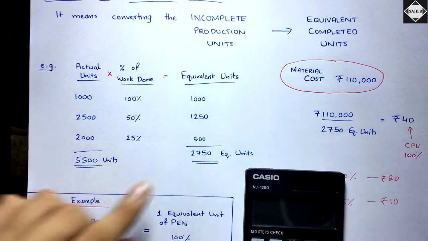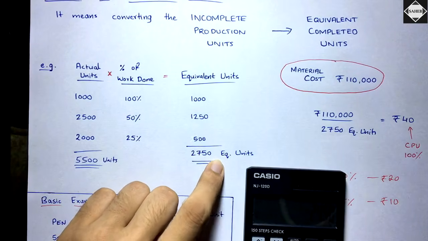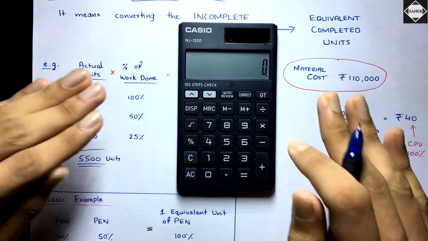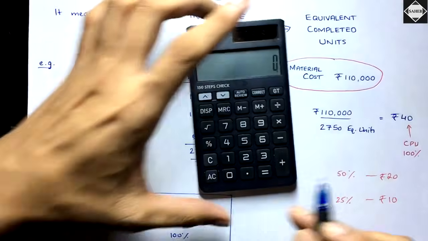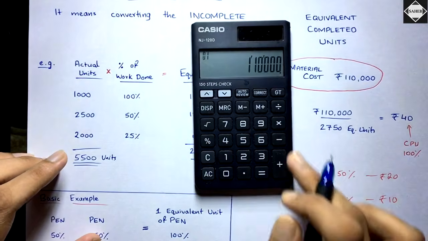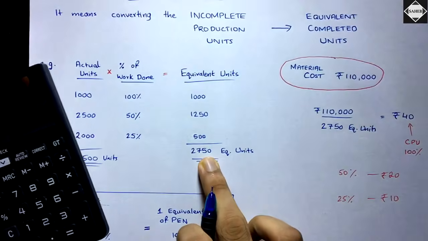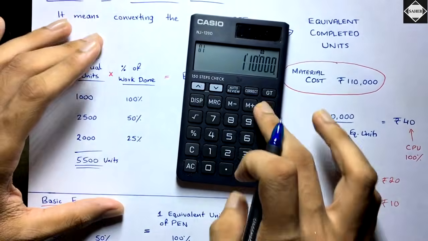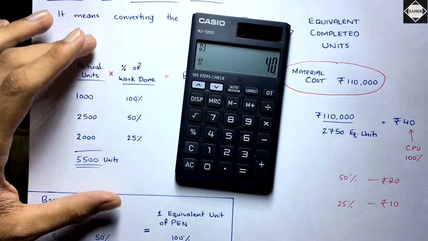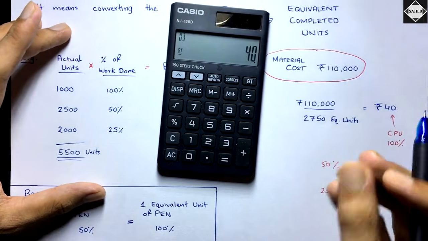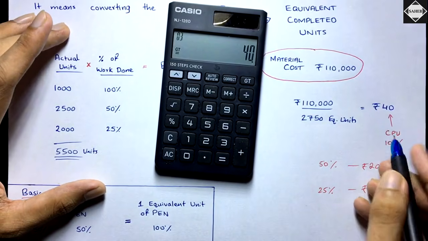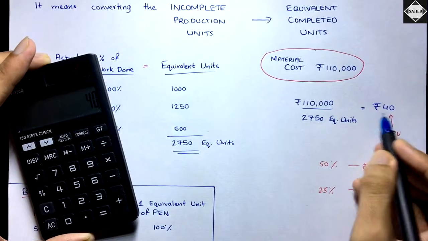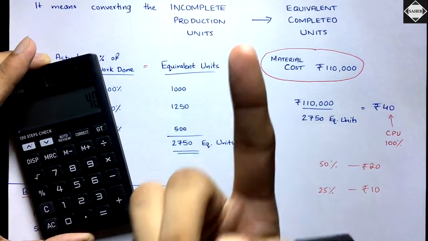Fine. Now that you have equivalent units, you can make use of them, because you have brought everything to a par level. Now you can take the material cost 1,10,000 divided by the equivalent units, 2750. What do you get? You get 40. Now this is the proper cost per unit. If one equivalent unit is 1, this is the cost per unit of one equivalent unit.